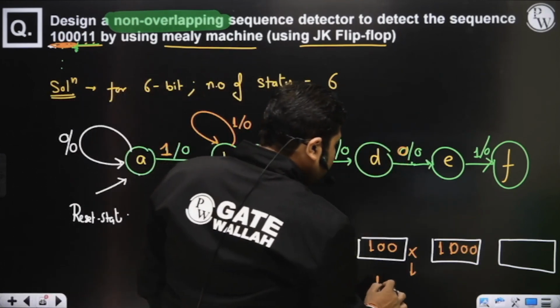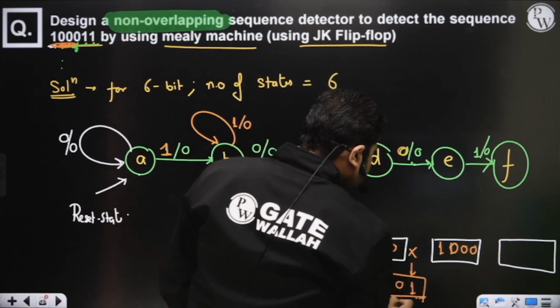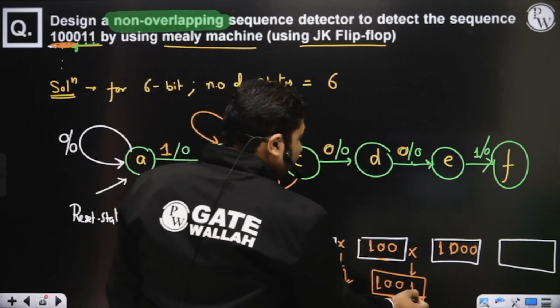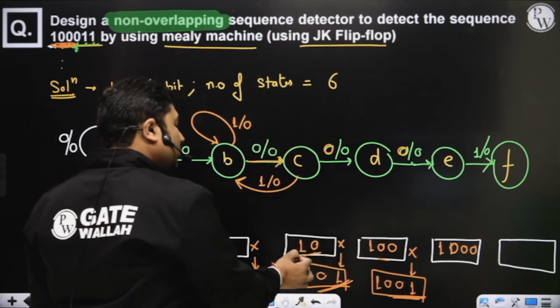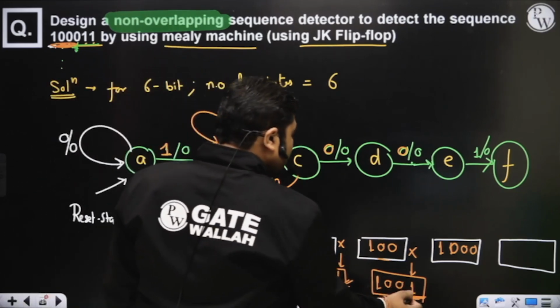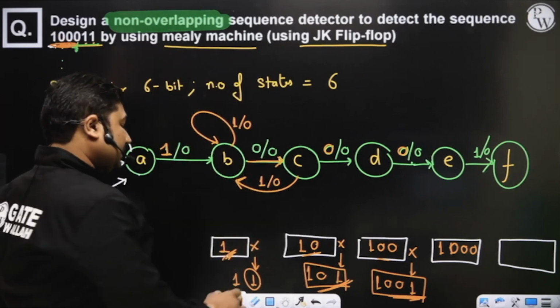In case this is 001, then this is not the required sequence. Compare the last 3 bits with the 3-bit state. If it matches, remain in the 3-bit state. If it does not match, compare the last 2 bits with the 2-bit state. If it matches, come to that state. If it does not match, then compare the last 1 bit with the 1-bit state. If it matches, come to that state. Otherwise, go to the reset state.